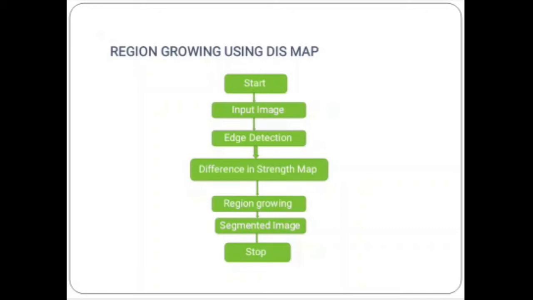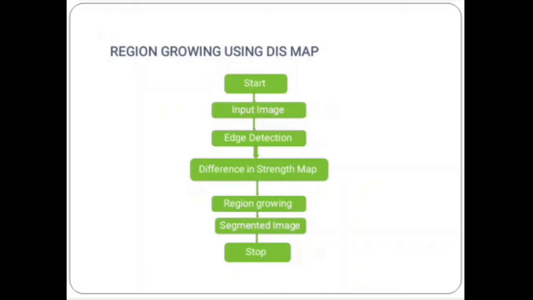At this stage the DIS map is computed using a 3x3 window which is made to run pixel by pixel on an input image. You can see the input image, after which the edge detection is carried out. A small DIS value indicates a smooth region, while a large DIS value represents that the pixel is in an area that changes severely in the gray levels.